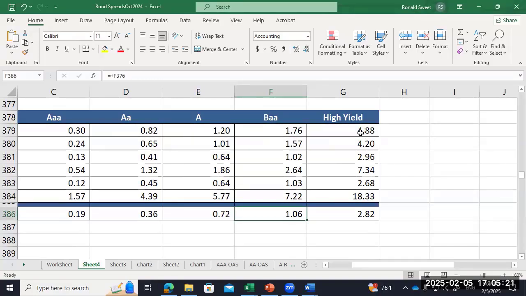Even worse, triple B, they used to pay 176, now only paying 106. And high yield, I don't know who's buying high yield. They used to pay 488 bips, now they're only paying 282. I would not touch high yield right now. It just doesn't make sense.